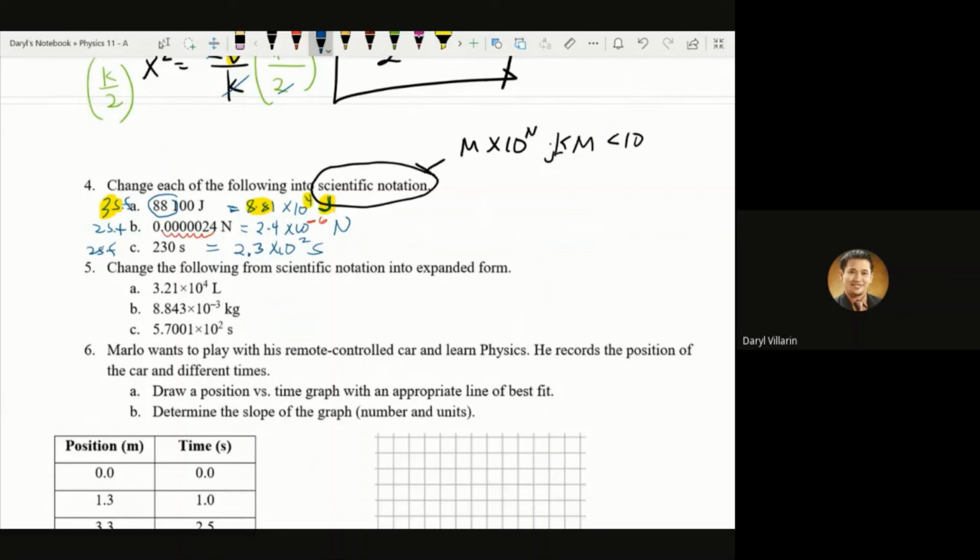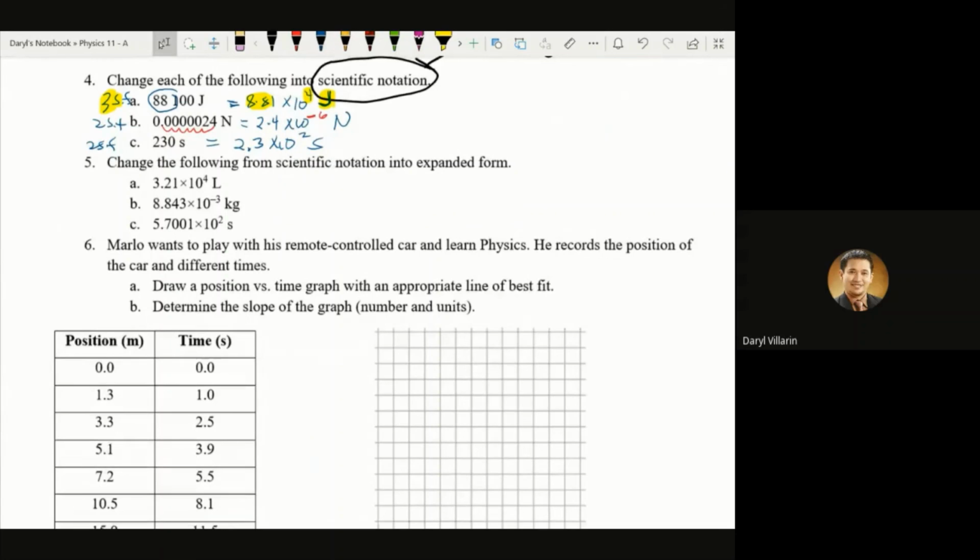Okay. So now, this is changing scientific notation into expanded form. Okay. So common form or the standard form of a number. So again, take note of the correct significant digits here. So you're gonna place all of this in your expanded form also. So this is times 10 to the power of 4. So that would be 3, 2, 1, and then 0, 1, 2, 3, 4. Okay. That would be liters.